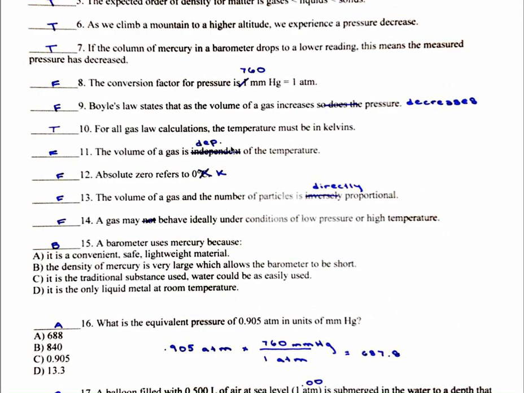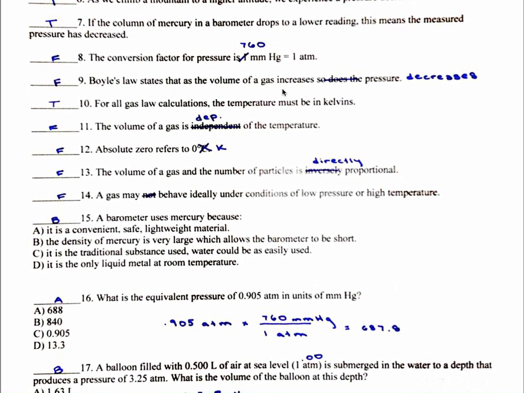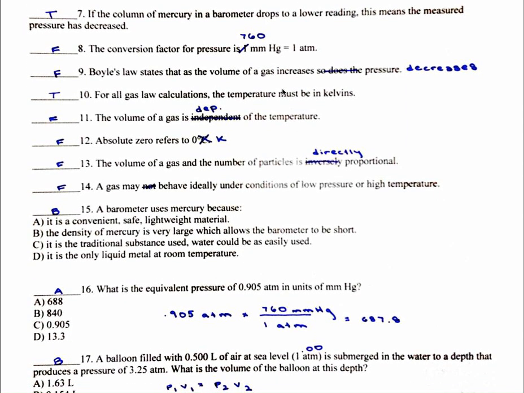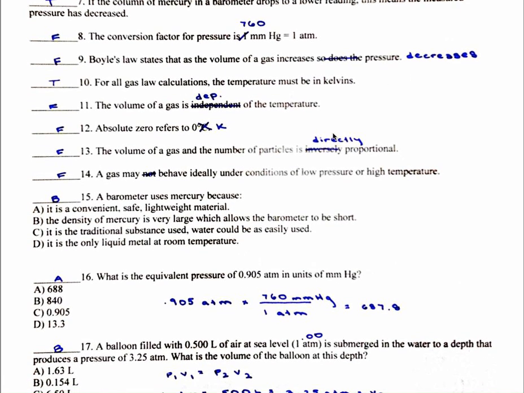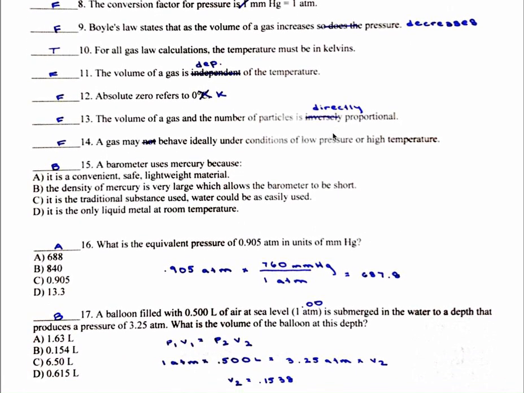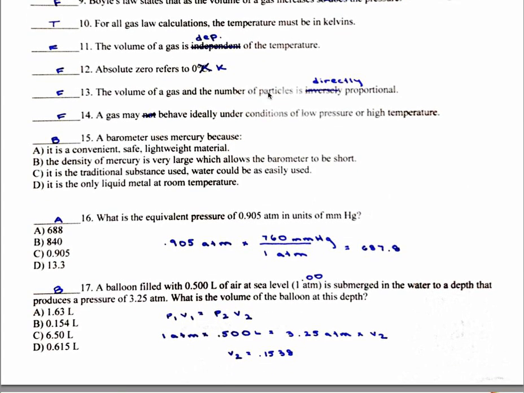The conversion factor for pressure, this is false, so it's 760 millimeters of mercury in 1 atm. Boyle's law states that as the volume of gas increases, that's false, pressure decreases. For all gas law calculations, the temperature must be in Kelvin, that's true. The volume of a gas is dependent on the temperature.